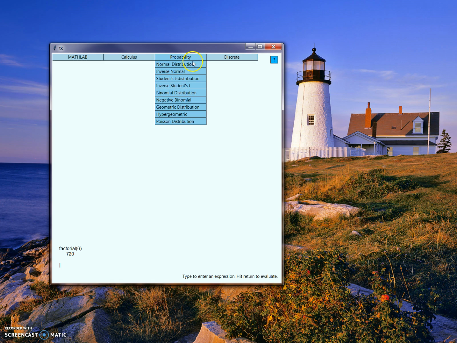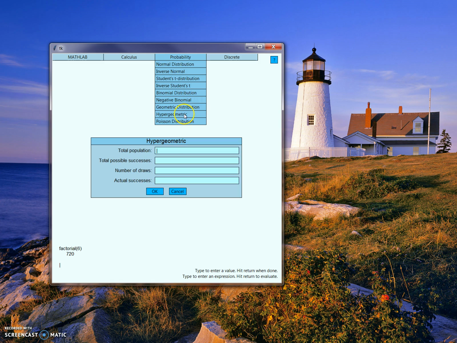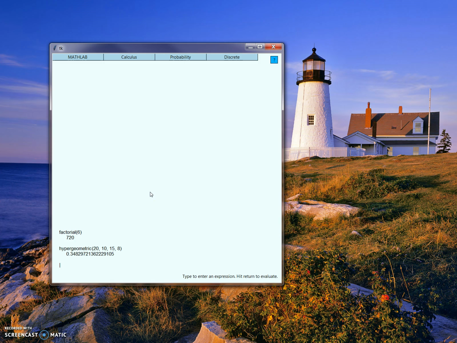We can move on to probability. For example, let's just look at a hypergeometric distribution. Now let's just say that we have a bag and there are 20 marbles in the bag, and of those 20 marbles there are 10 red marbles. Now let's just say that if we draw 15 of the marbles, what is the probability that we're going to have exactly 8 successes? Now let's hit OK to find out, and we find that we have about a third of a chance of drawing exactly 8 red marbles from that bag.